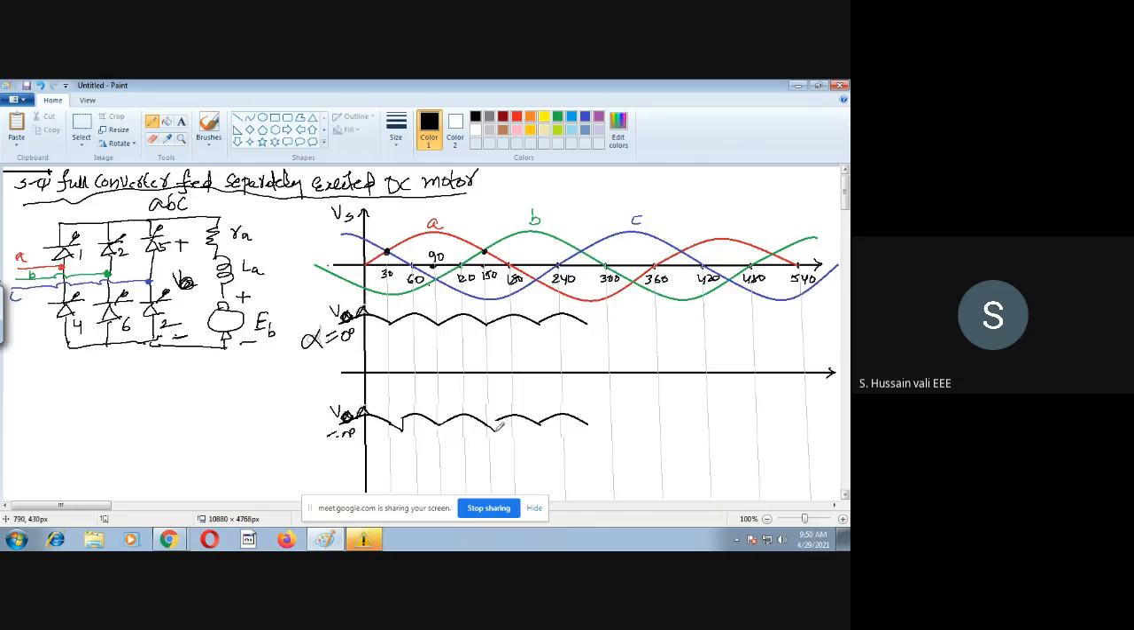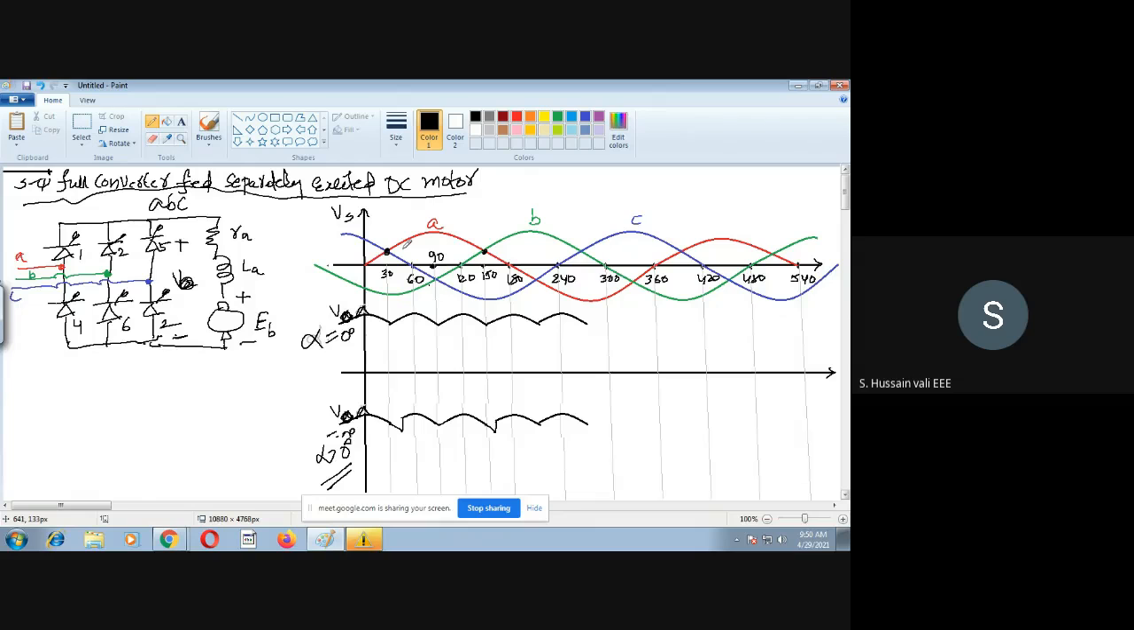This I have already explained. So likewise, you can draw the remaining waveforms also for alpha greater than 0. This is for alpha greater than 0. Then similarly, for alpha 60 and alpha 90 also you can draw.